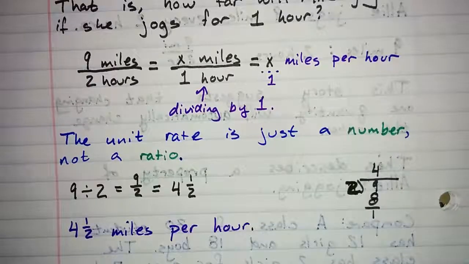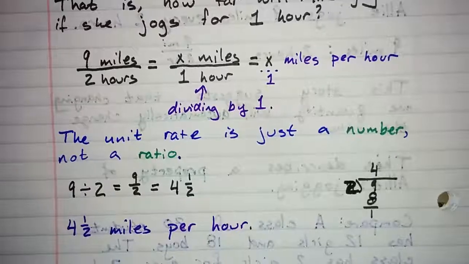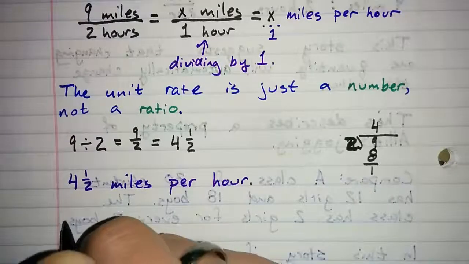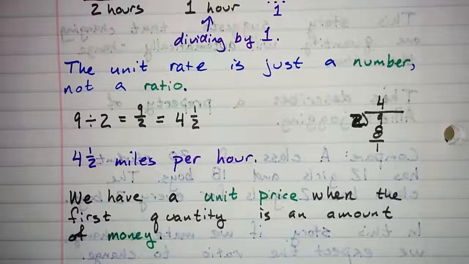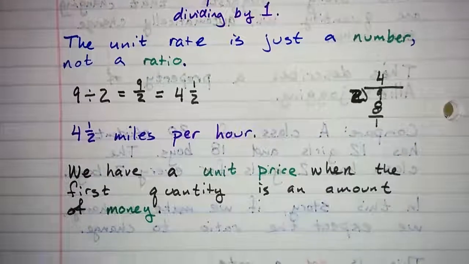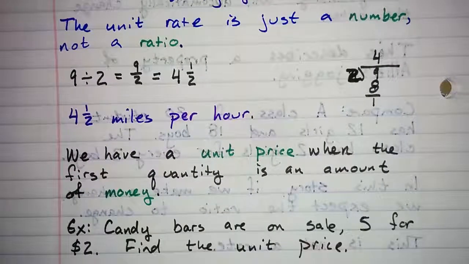There are 2 more terms involved in rates, 2 special kinds of unit rates. We have what's called a unit price when the first quantity is an amount of money. So for example, suppose I told you that candy bars are on sale, 5 for $2, and I ask you to find the unit price.